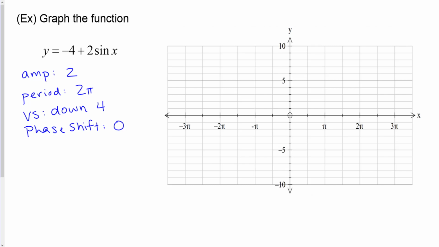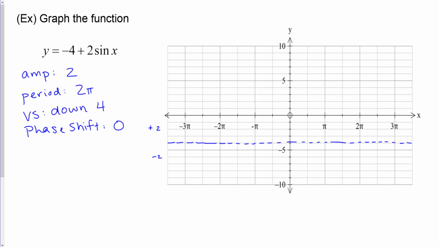So I'll start with the vertical shift, because that's going to be my horizontal axis that I am doing the wave pattern around. So it's shifted down 4 units. I'm just going to draw it in as a dashed line, because it's not actually part of the graph. I'm just using it as a reference. So it's down 4 units. The amplitude is 2. So that means the distance from that axis is 2 units. So there's 2 units this way and 2 units that way. So that's my maximum distance away from that.